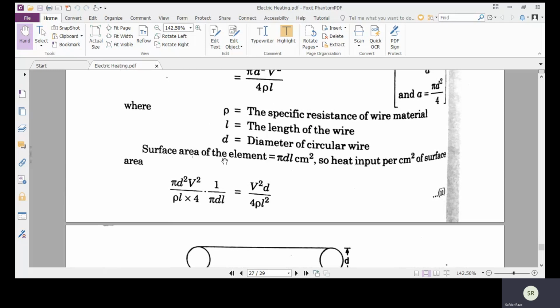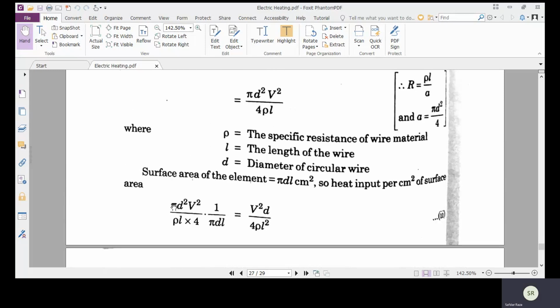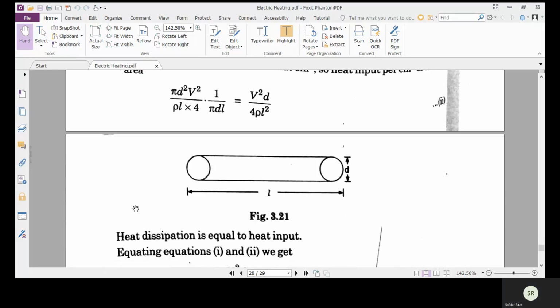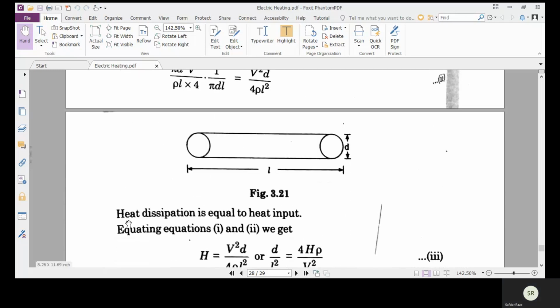Now the surface area of the heating element is pi dl. So the heat input per centimeter square of surface area is pi d square V square divided by 4 rho L, since we are going to calculate the value of heat input per centimeter square. So per surface area of the element is 1 divided by pi dl. By simplifying this, we can get the value of V square d divided by 4 rho L square.